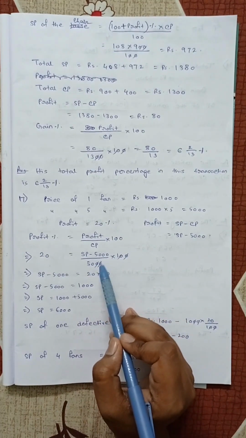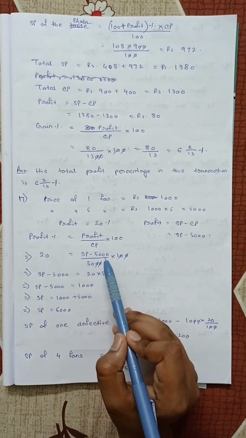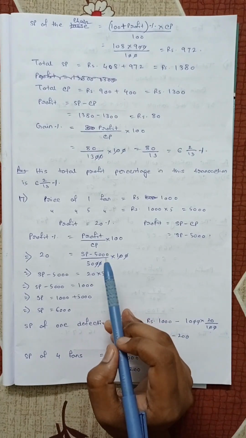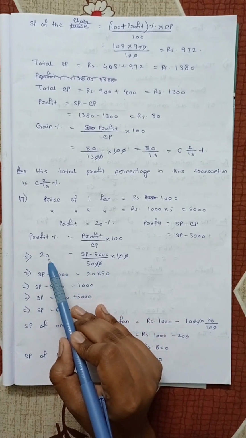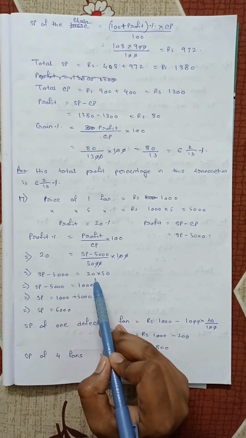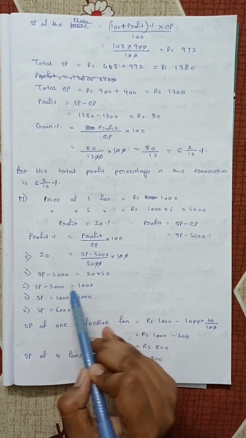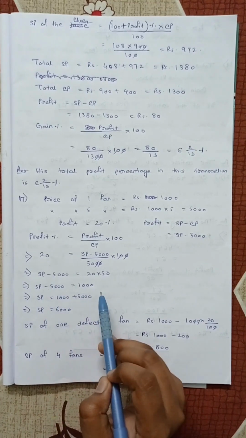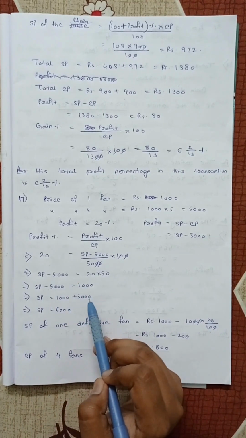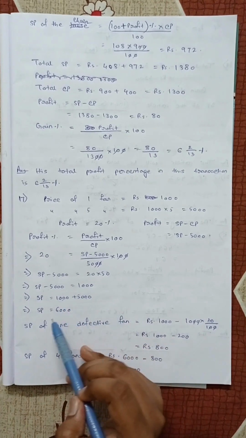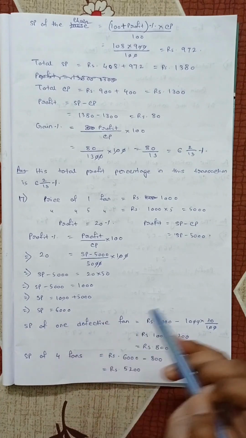So by cutting the 0, we will get SP minus 5000 by 50, that means 50 multiplied by 20. So SP minus 5000 is equal to 20 multiplied by 50, that is 1000. We have to find the SP, and here it is minus, so when it goes to this side it will get added. So 1000 plus 5000 is equal to 6000, that means SP is equal to 6000.